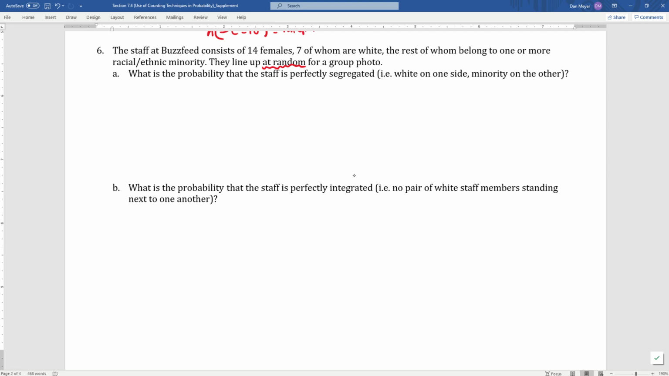That means all the white staff members are on one side and all the minority staff members are on the other side. So we're lining these people up for a picture. We're arranging them. This is an arrangement problem. We're talking about permutations here.